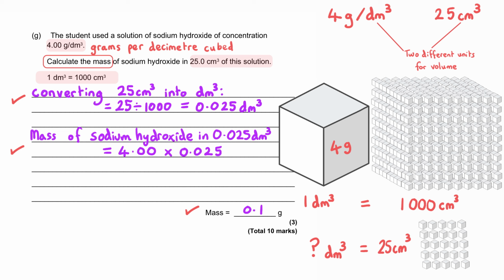of 0.1 grams. 1 mark would be for the volume conversion into decimetres cubed, 1 mark would be for the calculation, and 1 mark would be for our final answer.